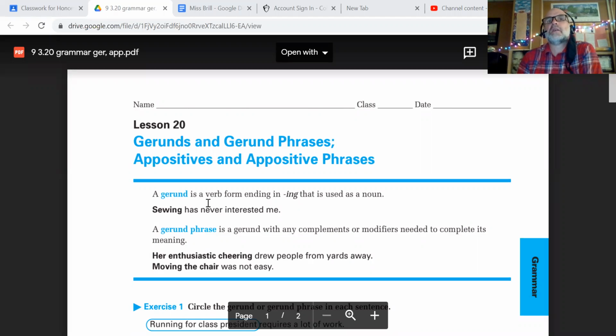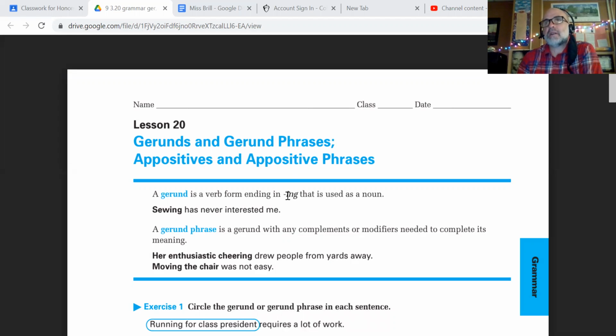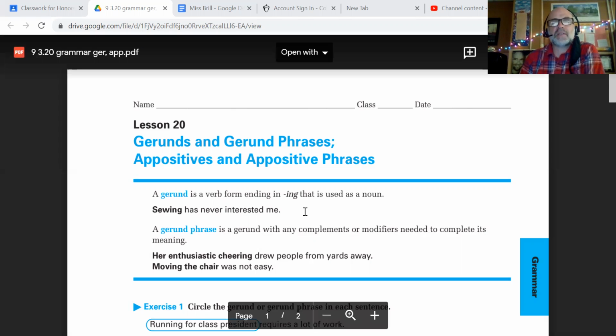So a gerund is a verb form that always ends in ing, as opposed to a participle, which could end in ing or ed. Now notice you could easily mix those things up, right? Because if you have a verb not being a verb and it ends in ing, it could be either a participle or gerund, and that depends on how it's used. If it becomes a word that's modifying a noun, it's behaving as an adjective, then that's a participle. If it is an ing verb that becomes a person, place, or thing itself, then it's a noun, and that's a gerund. So it's a verb form ending in ing that's used as a noun, such as sewing has never interested me.